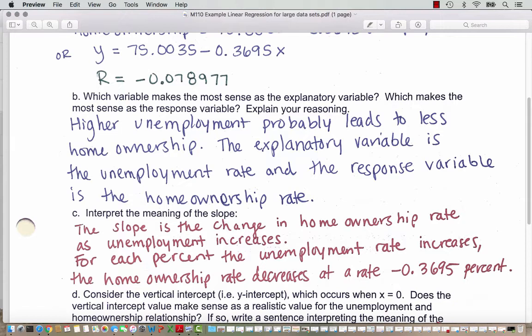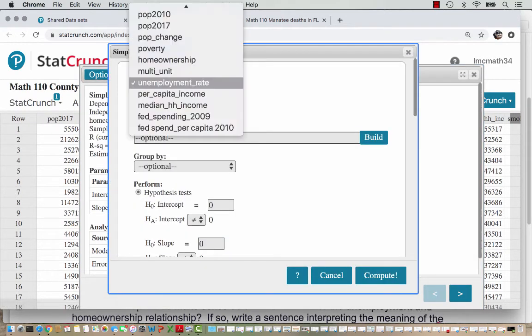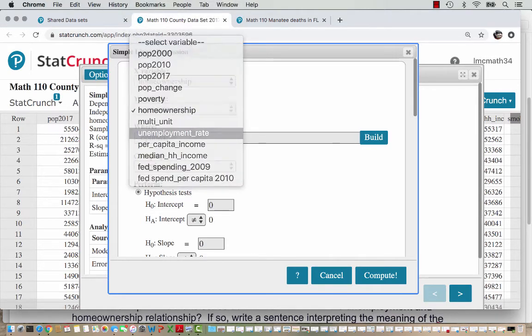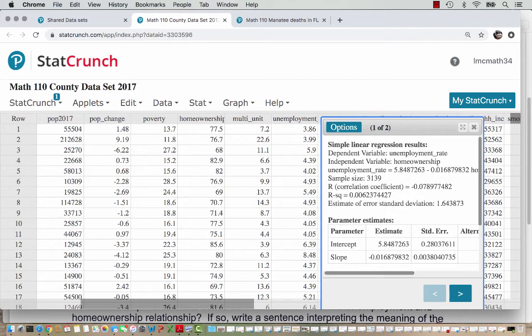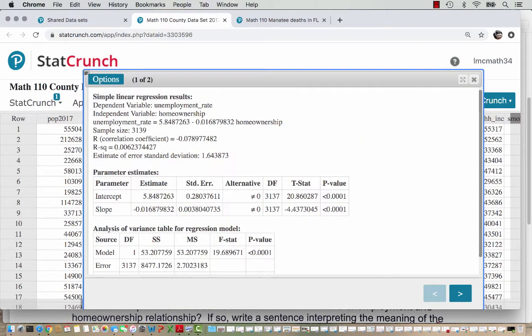Let's go into StatCrunch and see what would have happened if we had reversed those values. If we go to Options, Edit, and reverse home ownership for the x variable and unemployment rate for the y variable, we see the equation is changed. There's still a negative slope, or negative association. Our correlation, however, is the same.